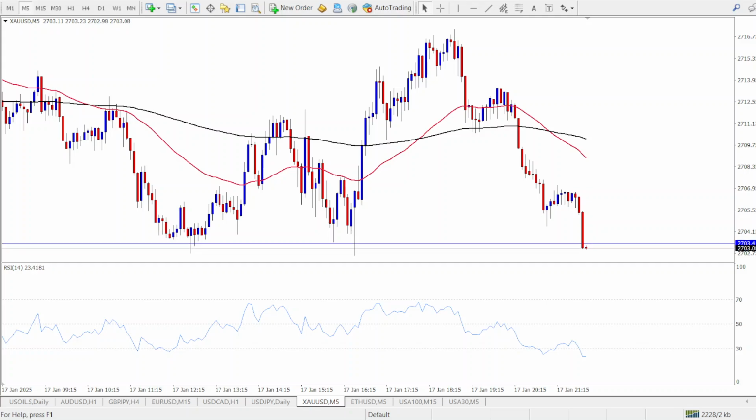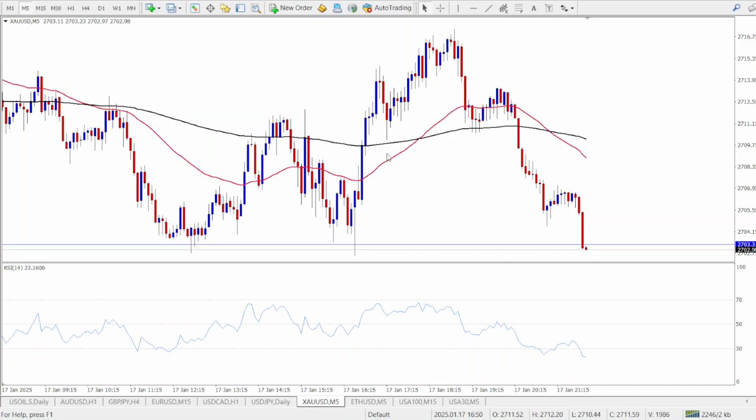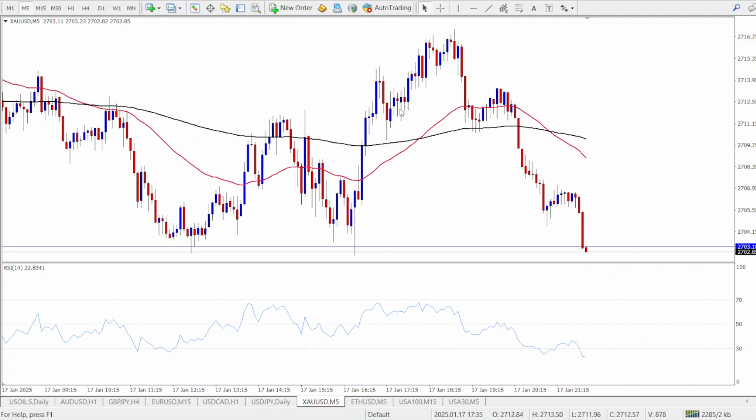In this strategy, we use the 50 period and 200 period EMAs to identify the trend direction. The 50 EMA, which is this red color, helps us to identify short-term trend. It's our short-term trend indicator, while the 200 EMA is our long-term trend indicator. So when the price is above the 50 and 200 EMAs, it shows that we are in an uptrend. And when the price is below the 50 and 200 EMAs, it shows that we are in a downtrend.